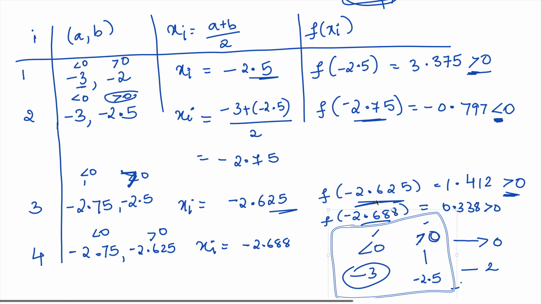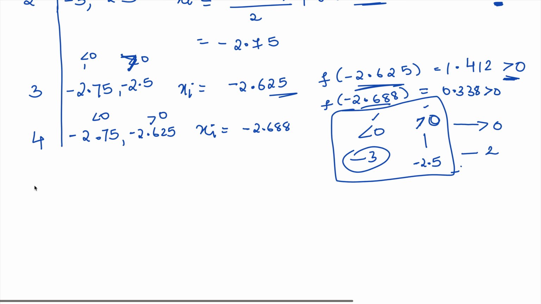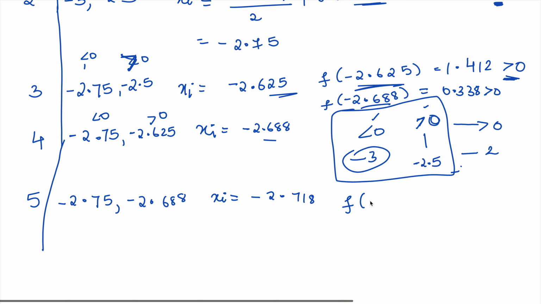So this value again is greater than 0. So we will take the less-than-0 one from our previous interval, which is -2.75, and we are going to include this -2.688. Now what will be our xi? -2.75 plus -2.688 divided by 2, which is -2.718. And f of -2.718 is -0.225, which is again less than 0.